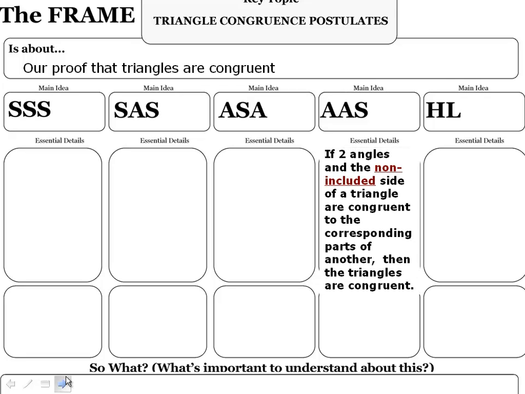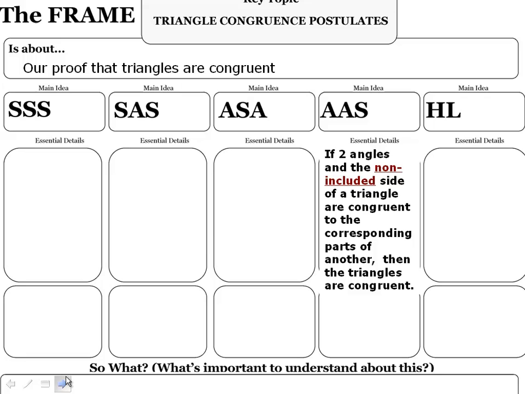Our next one here, angle, angle, side. If two angles and the non-included side of a triangle are congruent to the corresponding parts of another, then the triangles are congruent. So we know two angles are the same, and the non-included side is the same.